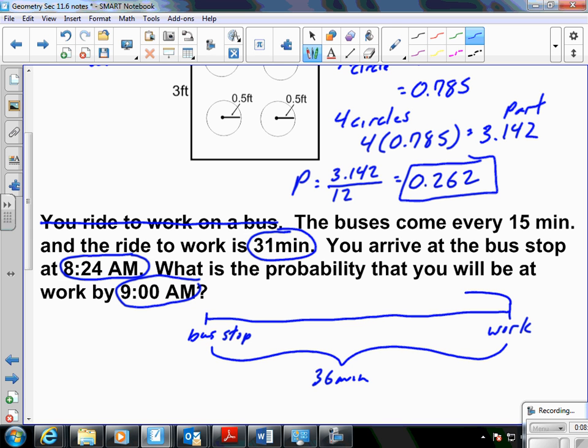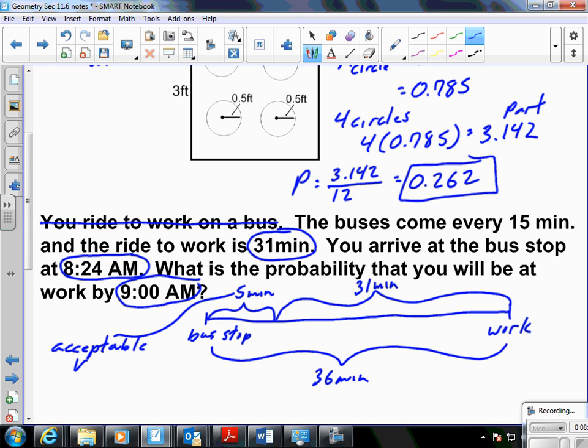The ride to work, it tells us, is 31 minutes. So what's left is a total of 5 minutes that we can wait. All right, so that 5 minutes is our acceptable wait time.